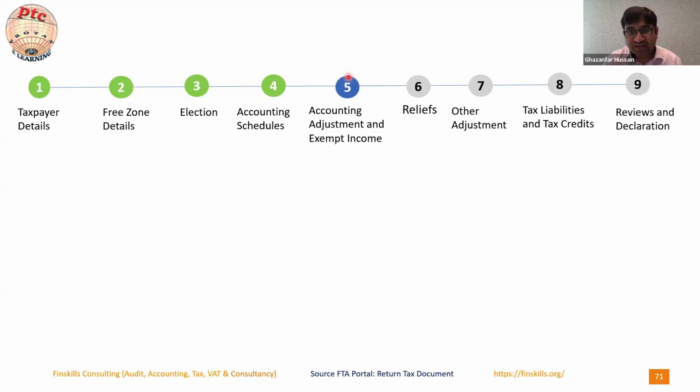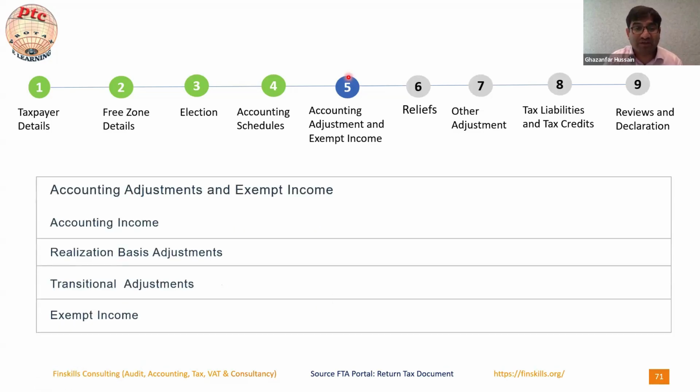So this is the part I added from the corporate tax return: accounting adjustment. What adjustments do we need to make in the accounting profit to reach the taxable profit? One part is accounting adjustment, and the second part is exempt income. We will start from accounting income, then realization basis adjustment, transitional adjustment, and exempt income. These are the key areas from the income that we will adjust.